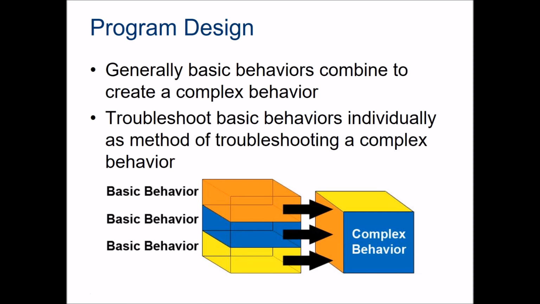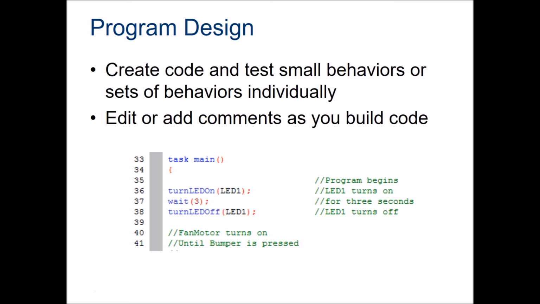Okay, so usually basic behaviors combine to create a complex behavior. If your basic behavior doesn't work, then nothing else is going to work. So if your complex behavior is not working, go back and look at your basic behaviors, and chances are you'll find a problem there. So you want to create your code thinking of it as a series of small behaviors. And if your pseudocode was good, that's going to be the key to writing successful code: taking those small behaviors and writing the code for them so that they add up to accomplish the main task.